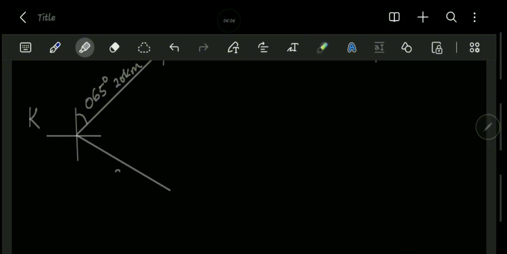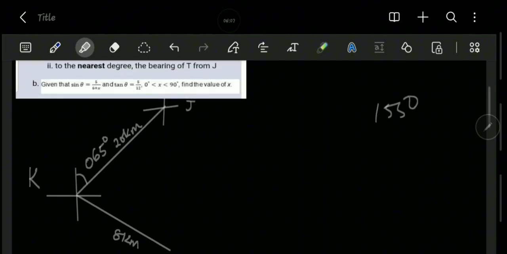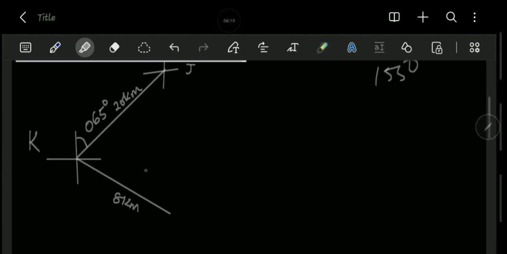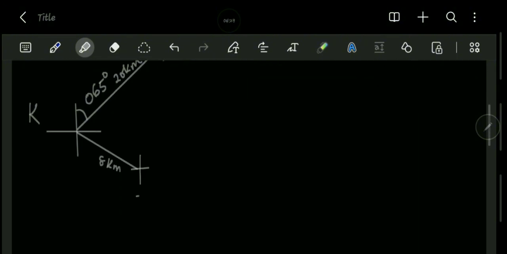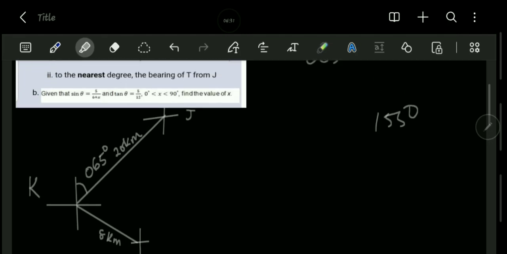So let's say this is my 8 kilometers from the question, because practically this line is supposed to be shorter than 20 kilometers. Let me make it even shorter. Something of this sort. So I have another town here, and that town is going to be town T. Notice I'm using capital letters for all of this. So what I'm going to do basically is join these two lines together, to connect these two points. If I connect this point down to this point, I'm going to have something of this form.